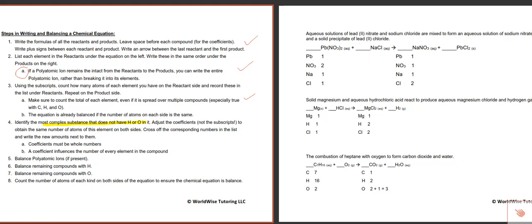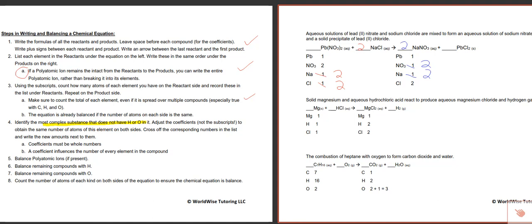In order to get 2 chlorines on the left, I'm going to put a 2 here in front of the sodium chloride, which does change my number of chlorines, but because it's impacting the entire compound behind it, it also changes my number of sodiums. Notice I didn't change the compound, I didn't change its subscripts, I'm only changing the coefficient. Now that my sodiums are not balanced, I'm going to go ahead and put a 2 here so that I can get the sodiums balanced on this side, but again, that also impacts my nitrate.